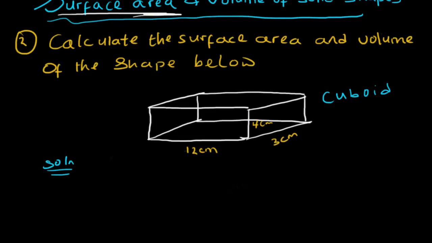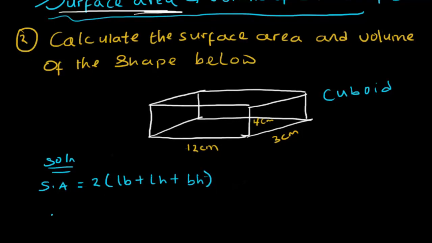Now, what's the formula for the surface area of a cuboid? The formula is 2 into bracket length times breadth plus length times height plus breadth times height. Now you can always interchange this. It could be breadth times height plus length times breadth plus length times height. The most important thing is that the three should be complete.